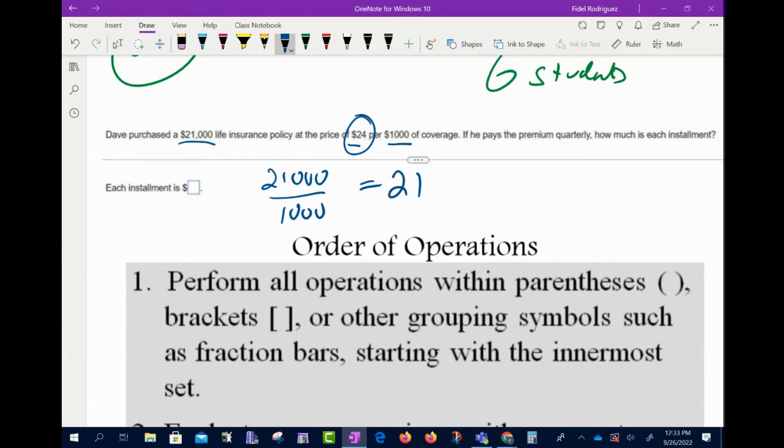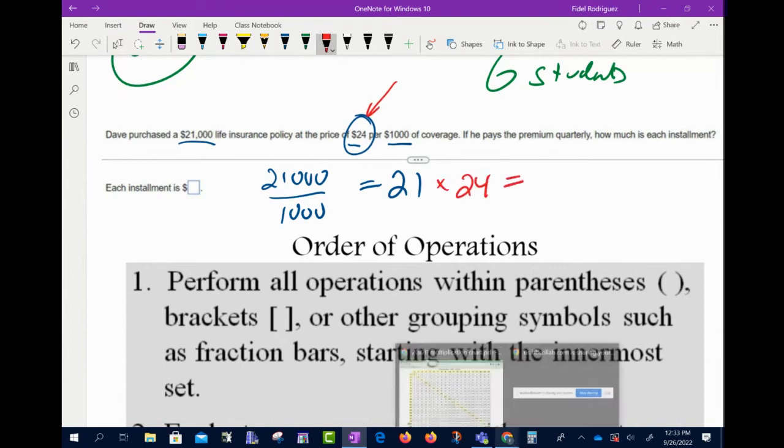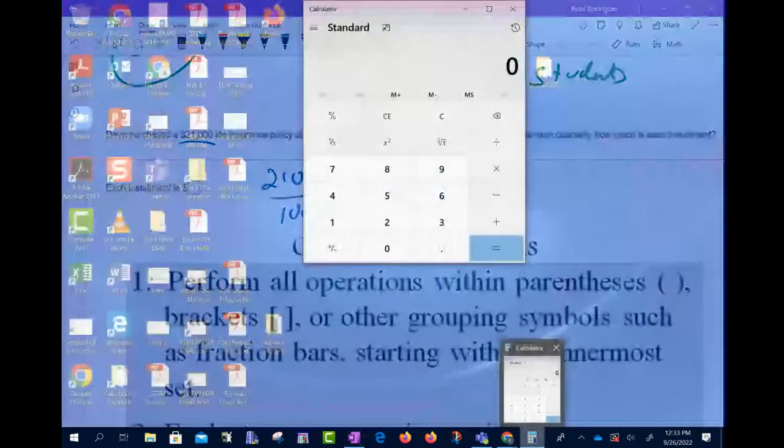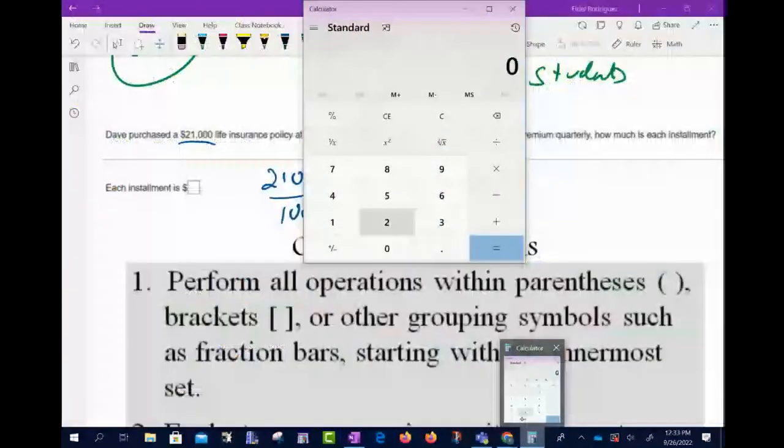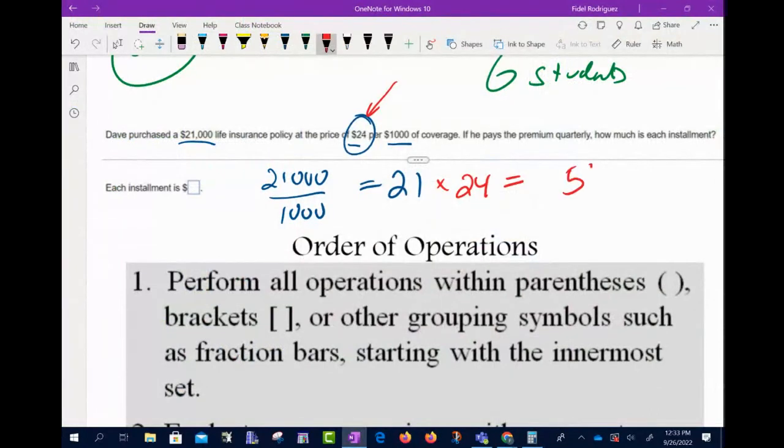Because they charge me for every 1,000. Now notice how much they charge for every 1,000. They charge me $24, okay? So I'm going to grab my calculator here and say, what's 21 times 24? That's giving me the number 504. So my total bill is going to be $504.